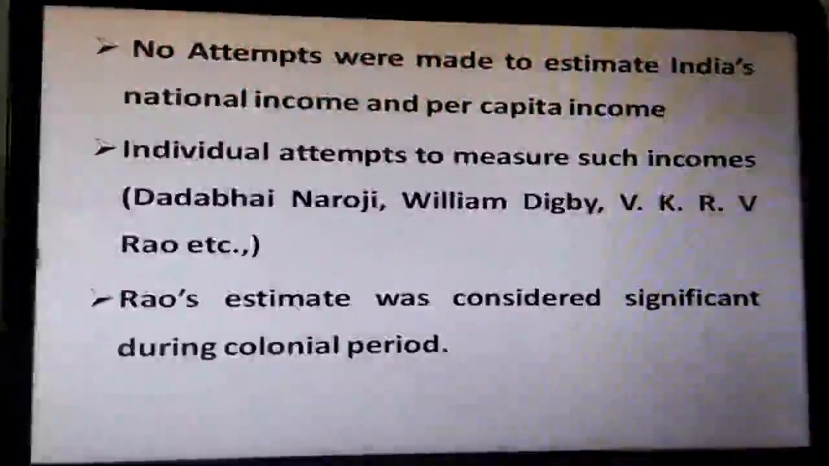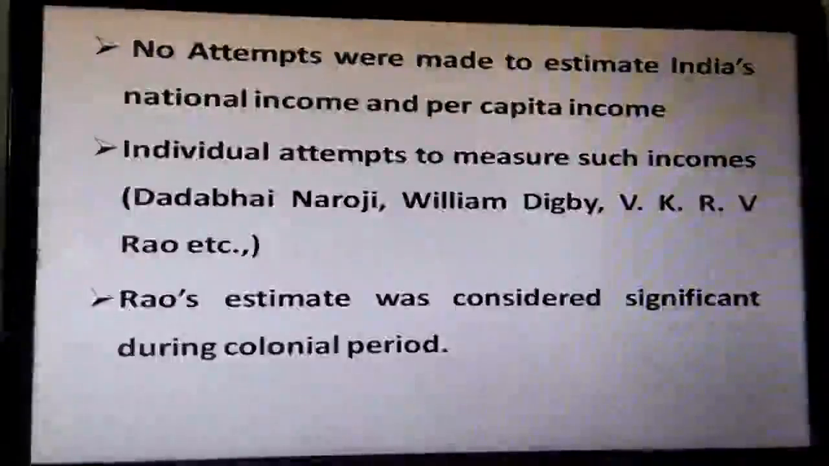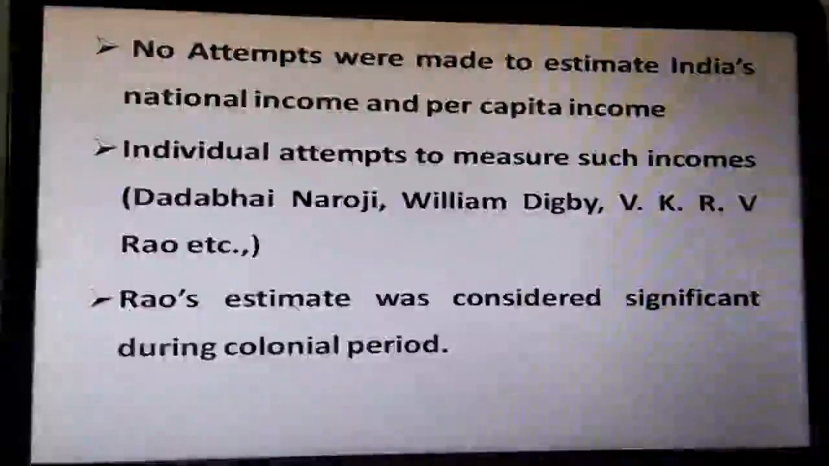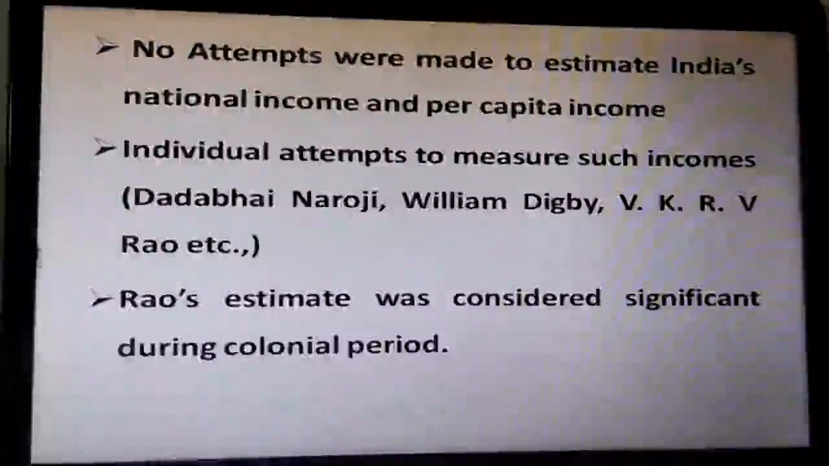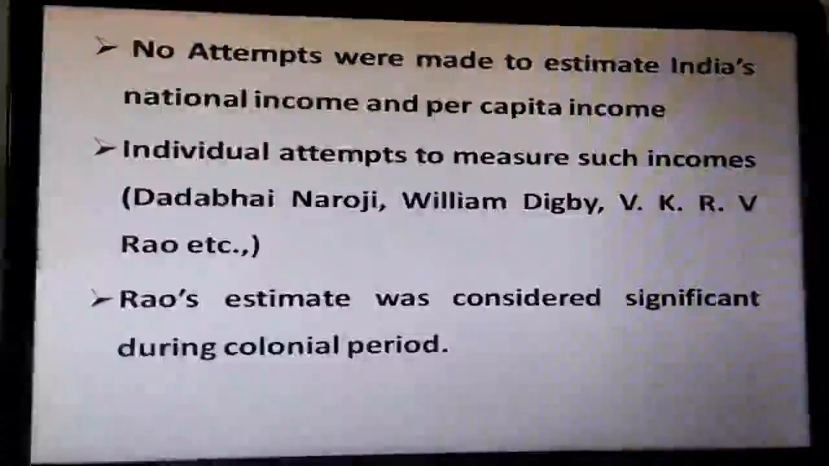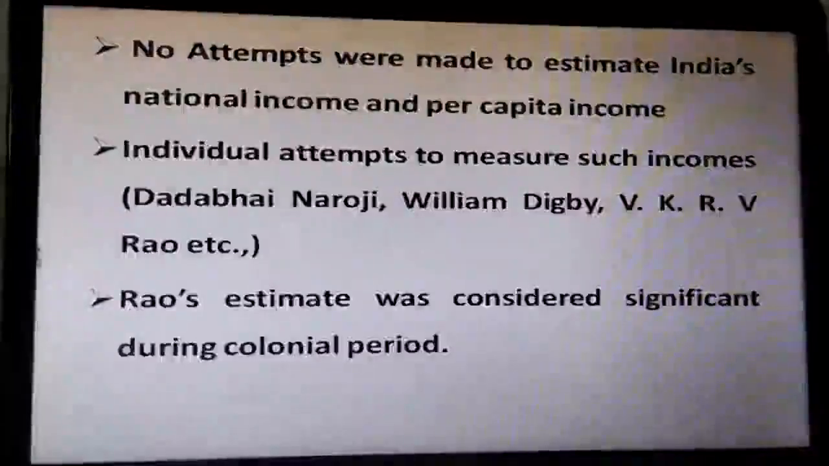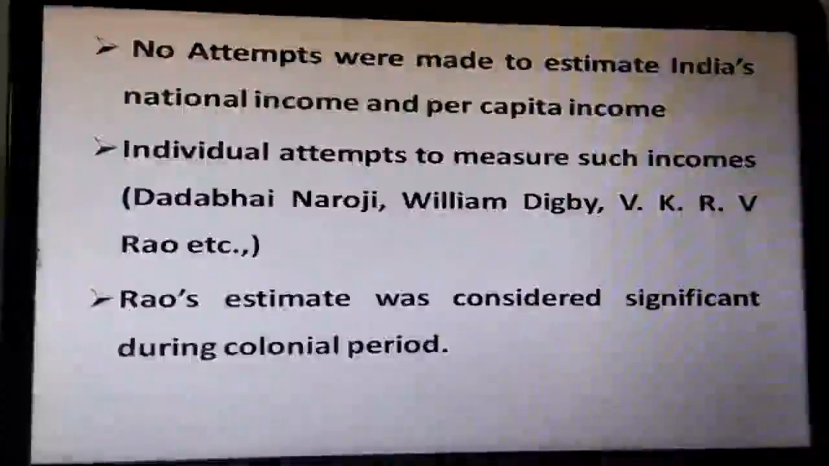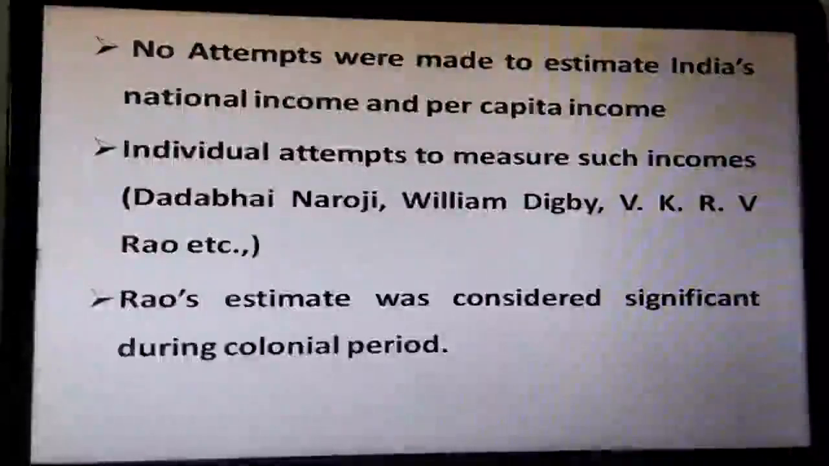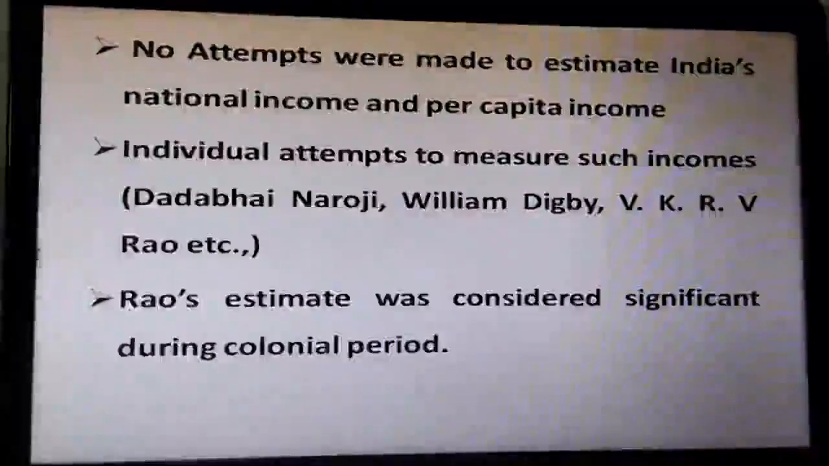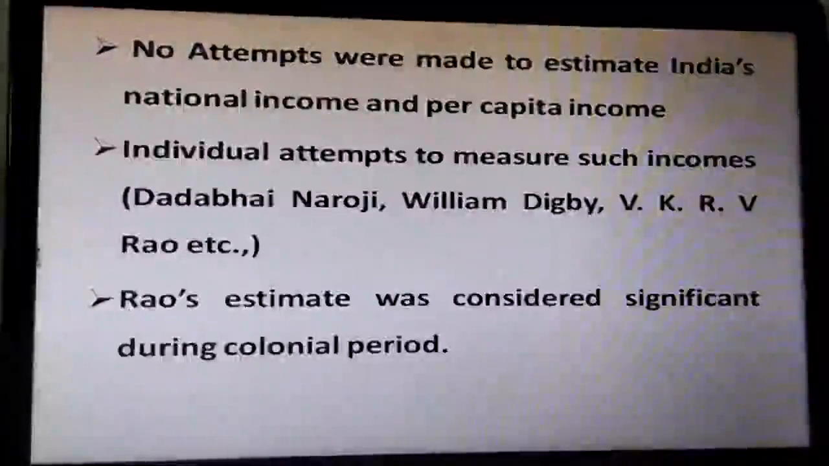During the colonial government, they never made any attempt to estimate India's national income and per capita income. There were individual attempts to measure such income, yielding conflicting and inconsistent results. Among these estimators were Dadabhai Naoroji, William Digby, V.K.R.V. Rao and Mr. Desai, etc. Out of all of these estimators, Rao's estimate was considered to be very significant because most studies did not find growth of aggregate real output in the country during the first half of the 20th century.